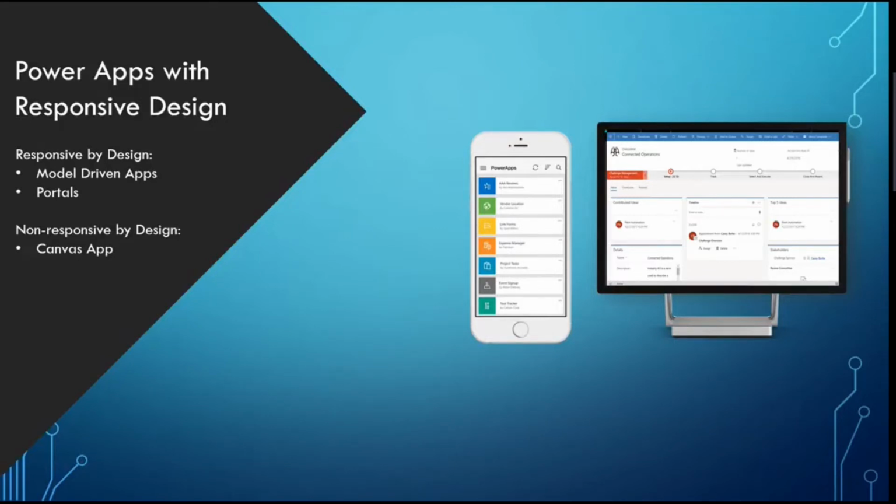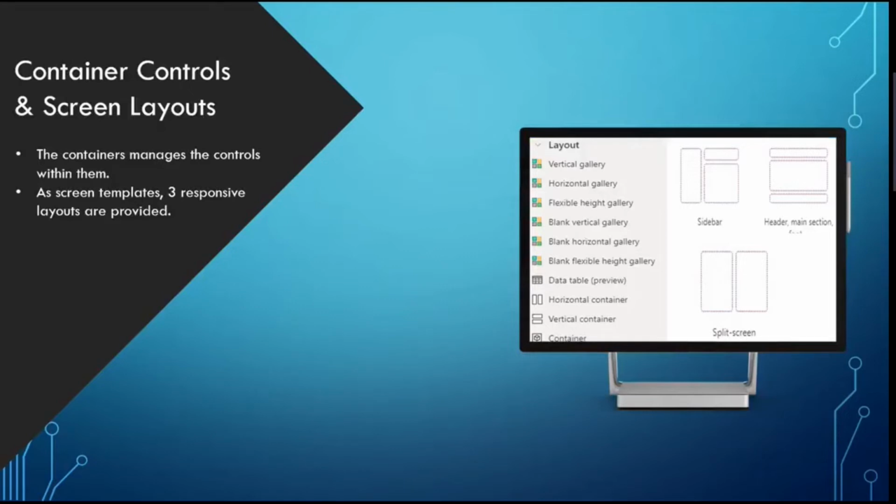To make a responsive design on a Canvas app, Power Apps provides us container controls and screen layouts. There are different container controls provided by Power Apps, which manage the controls within them. There are basically three responsive layouts provided: sidebar, which we are already showing here, vertical layout and horizontal layout. And there are other layouts too, which we can use if needed.